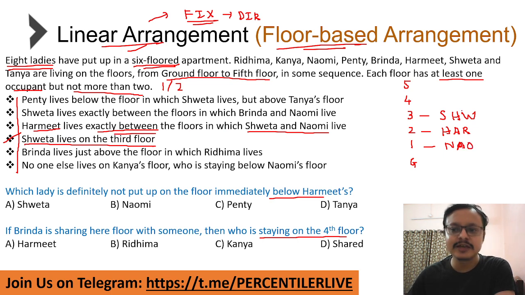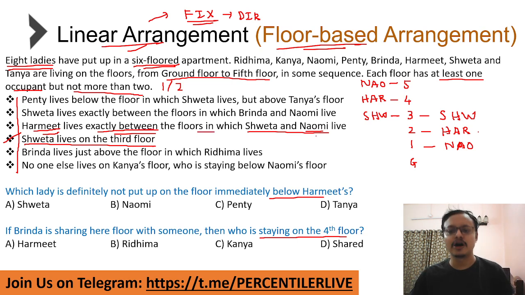Exactly between means equidistant. So as you can see, Harmeet has Shweta one floor above her and Naomi one floor below her. So Harmeet is exactly between the floors where Shweta and Naomi are staying. The other possibility is if Harmeet and Naomi are both above Shweta. In case Harmeet is above Shweta on the fourth floor, then Naomi must be going to the topmost floor, such that once again Harmeet is exactly between the floors in which Shweta and Naomi live.